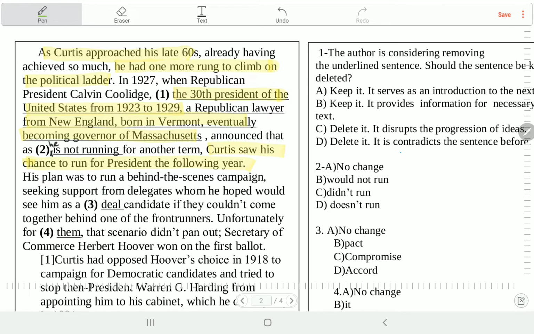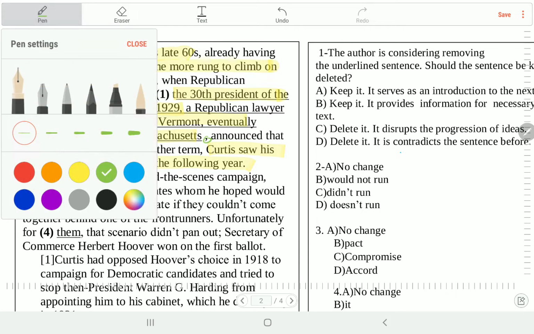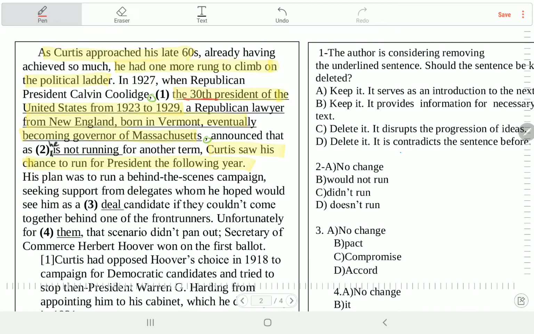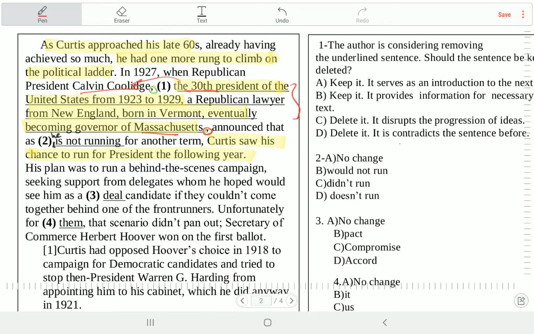So, what did we notice about that? That this part is a non-essential, starting from the 30th president till Massachusetts. That part is additional information about Calvin Coolidge, the president. Do we need that part? This extra information about Calvin Coolidge, that he's the 30th president, born in blah, blah, blah, governor of blah, blah, blah. Is this paragraph about this person? I think we can just delete that part and read the sentence. So when President Calvin Coolidge announced, this is the verb for Calvin Coolidge, that he is not running for another term, Curtis, it's all about Curtis, saw his chance to run for president the following year. So I think that non-essential part is not that important.